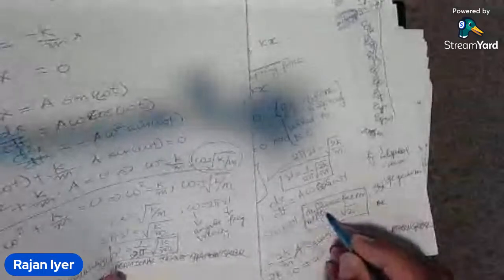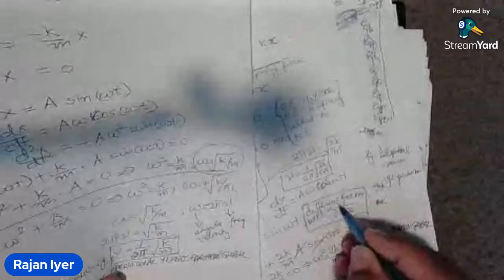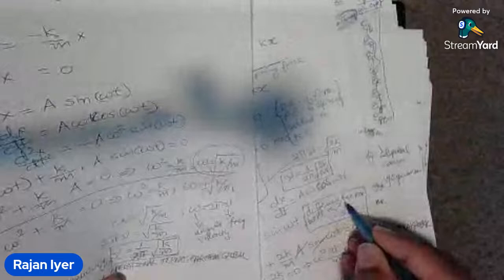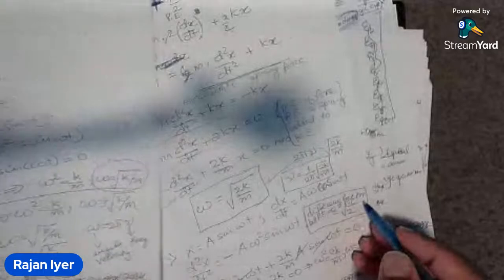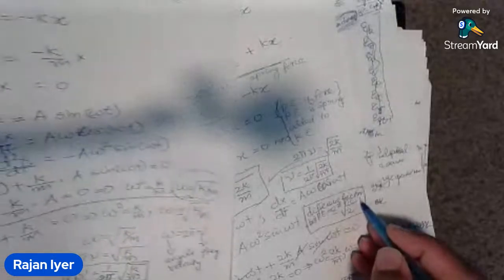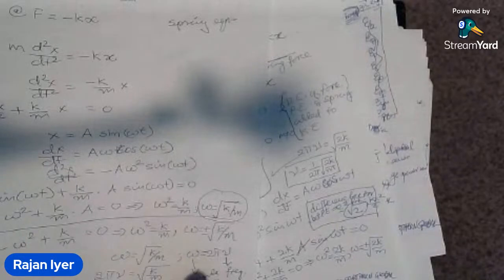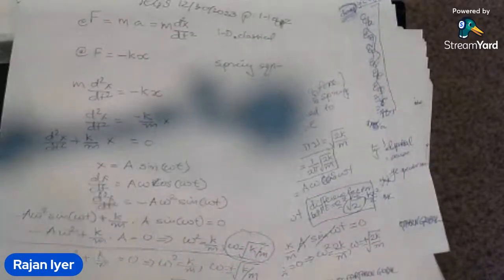Between PE equal to 0 and PE equal to half kx squared. So the square root of 2 is the difference. Yes. Is that clear? Yeah, that's very clear.